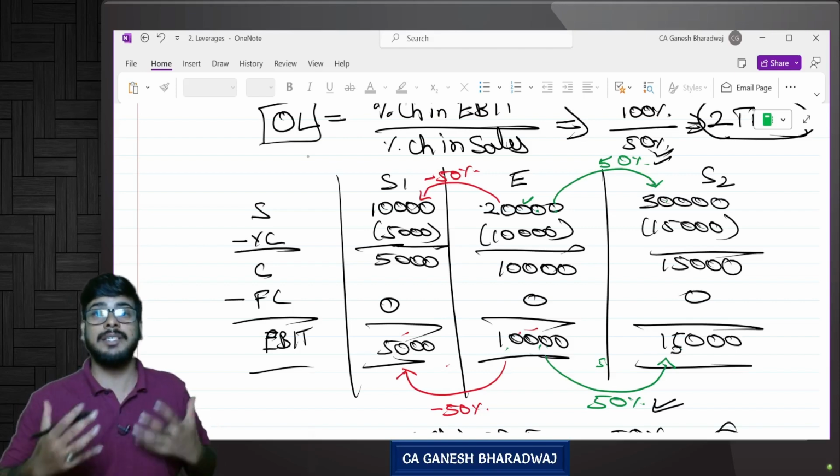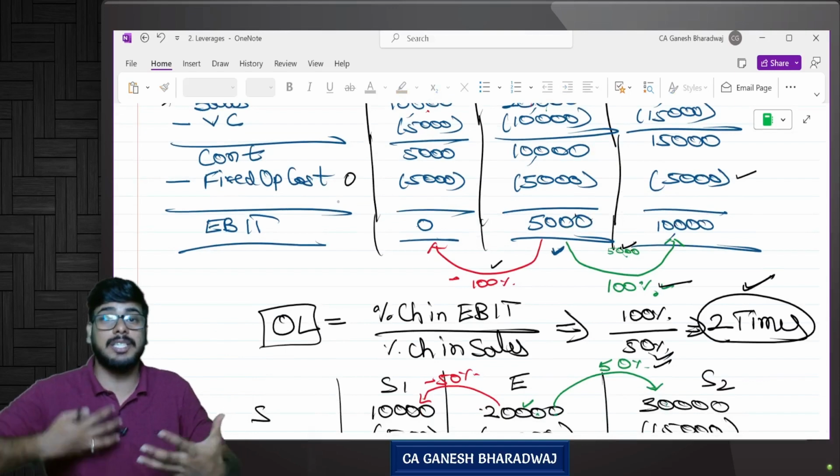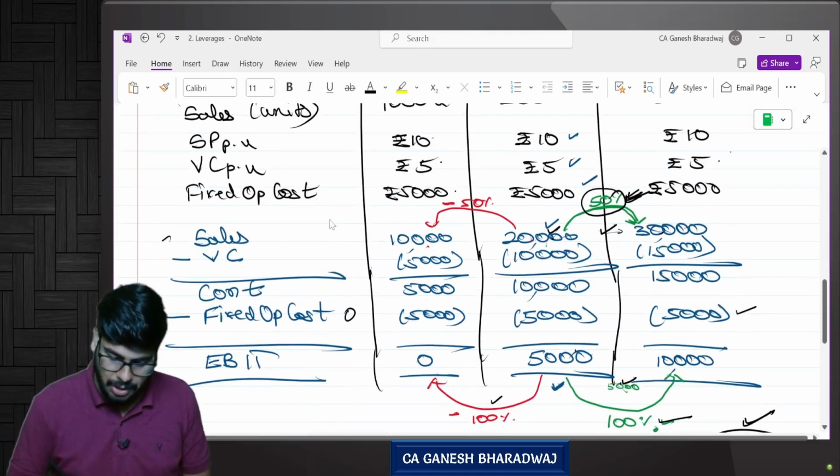So why is this happening? Then in the first scenario, why did we have this leverage, or this particular magnifying effect? Purely because of the presence of what?